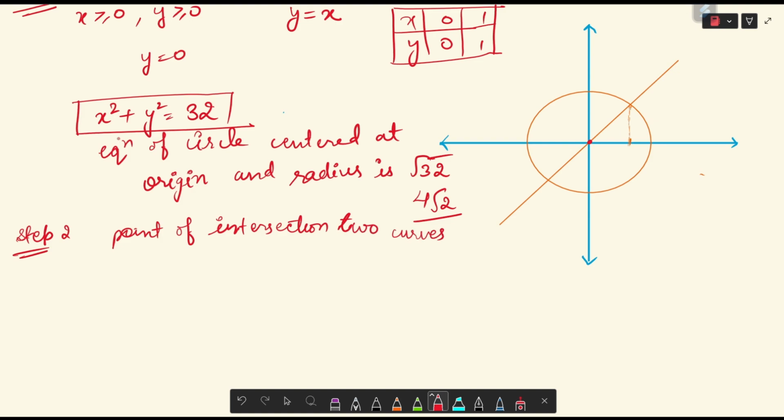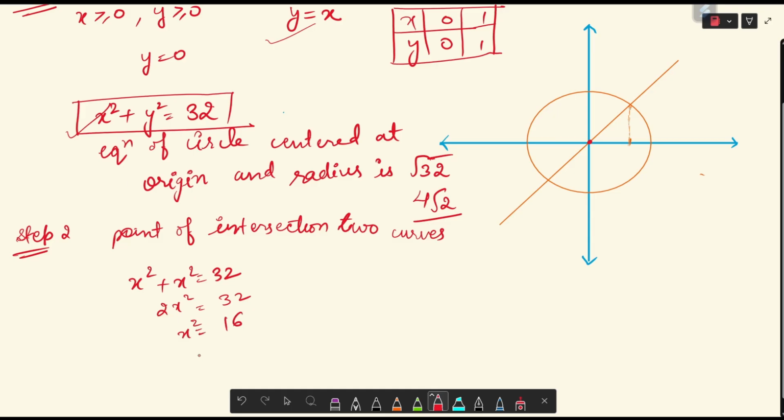So here the two curves are the circle and this line y equals x. If we put y equals x in the equation of the circle, we will have x squared plus x squared equals 32. 2x squared equals 32. So we'll have x squared equals 16. So x is equal to plus or minus 4.